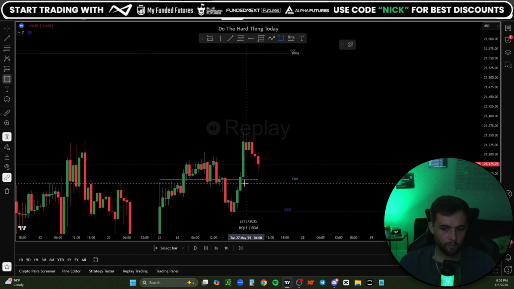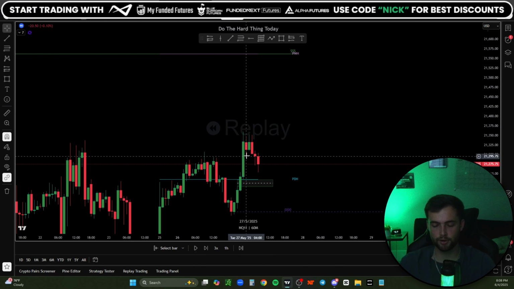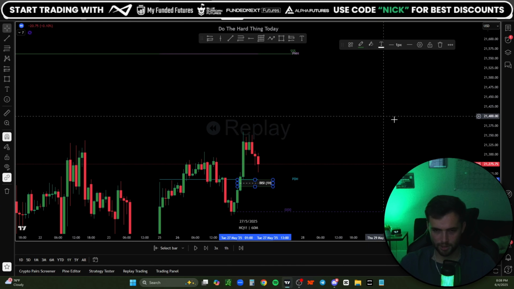Now, notice a couple things here. We have a couple fair value gaps in here. So we have what's called potentially a breakaway gap. This is a fair value gap, and then it's most likely price is going to tap into this third one right here. Now, if you want to mark off all three, there's nothing wrong with that.